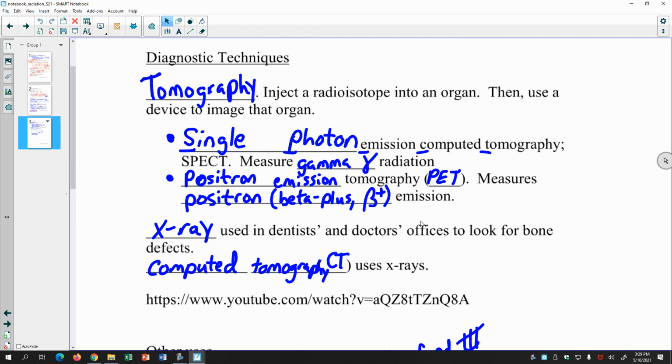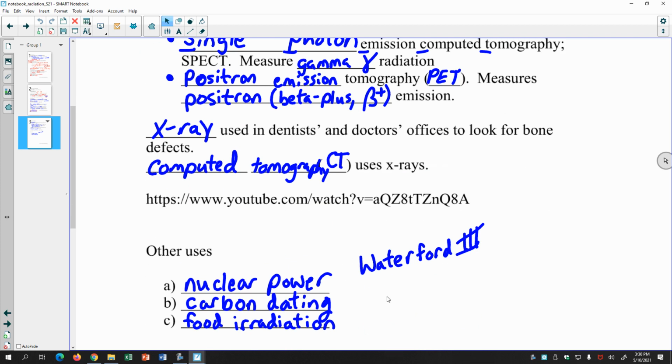Make sure you know these diagnostic techniques: single photon emission, SPECT, or PET, positron emission, X-ray, and CT or CAT scans. Make sure you know what each of those four are, what they do, and what type of particle they're using. It's nothing more than what's here in the notes, but there are videos there that you can watch. They're also online. And then make sure you know other uses: nuclear power.